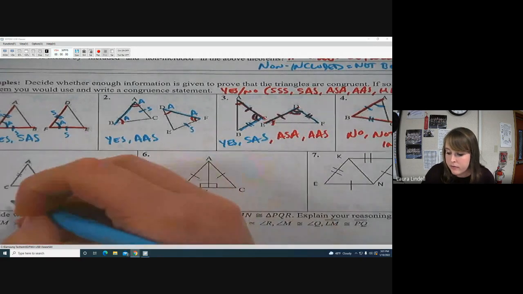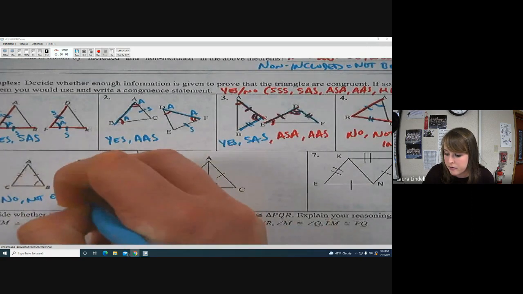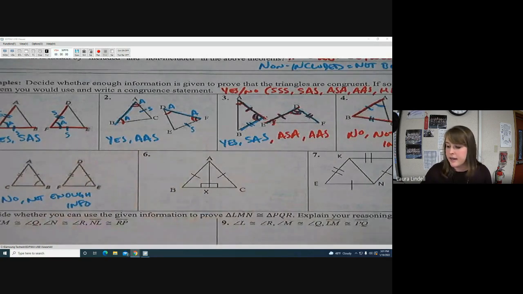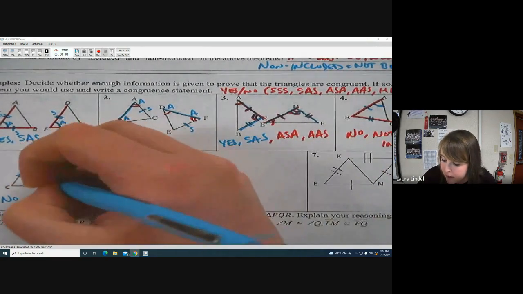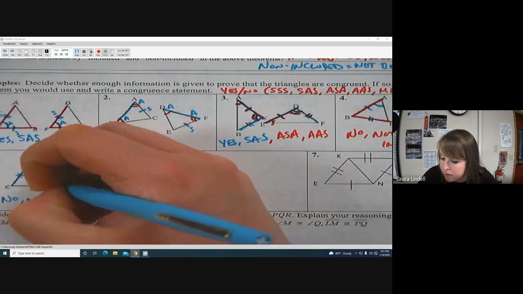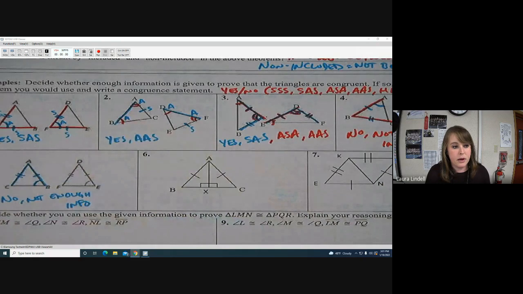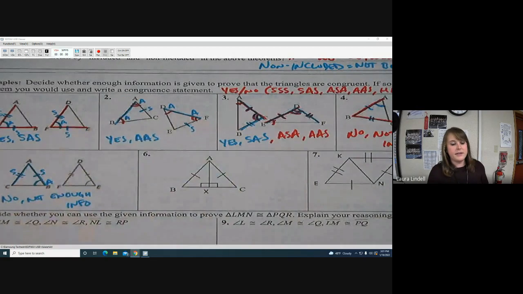For this one, you should have gotten no, not enough info. And this one is tricky. It's kind of like this one on number 4, where you do have two sides, but the angle that you have is not between the two sides. So that's a problem. So this is that side angle situation, and there is no side angle postulate, unfortunately. So this one's not enough information.